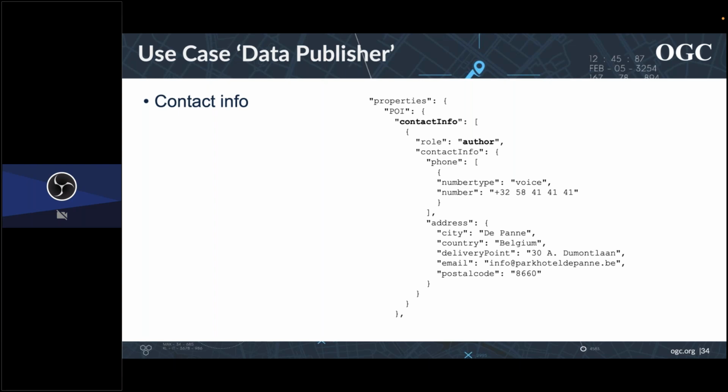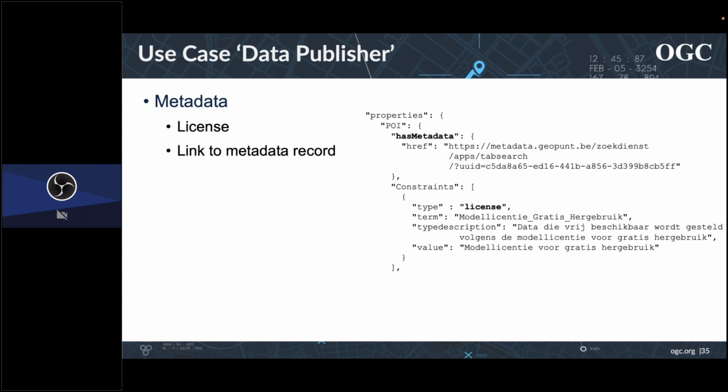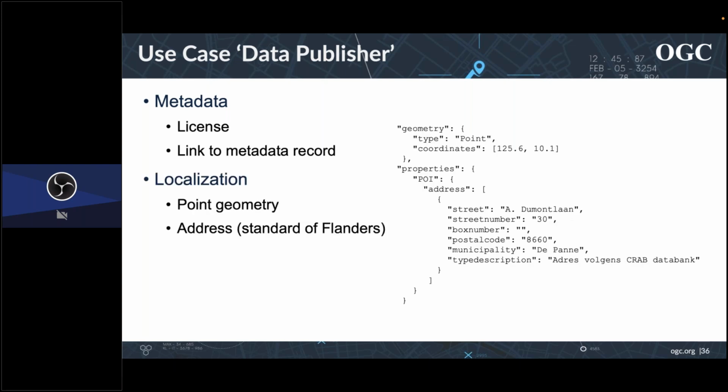And on the next slide, there you can see how the metadata information and the license information is modeled. The metadata is a reference to a geo catalog, and the constraints are the license that we use here in Flanders, which is sort of an open data license. And in the next slide, you can see that it has coordinate information to show the location of the POI.